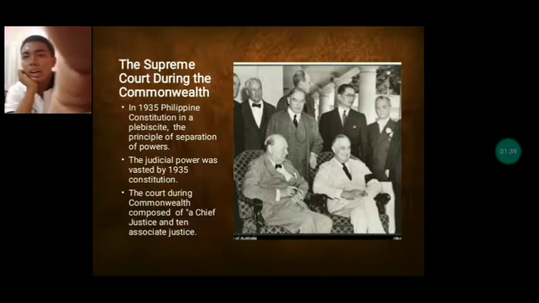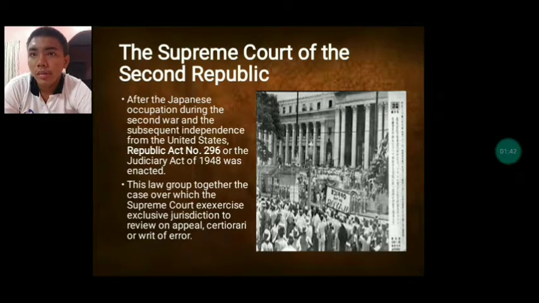And let's proceed to the court of the Second Republic. After the Japanese occupation during the Second World War and the subsequent independence from the United States, Republic Act Number 296, or the Judiciary Act of 1948, was enacted. This grouped together cases over which the Supreme Court exercises appellate jurisdiction on review by appeal, certiorari, or writ of error.